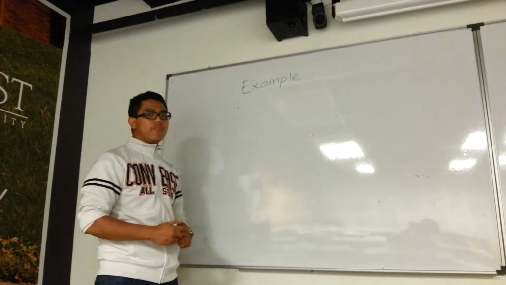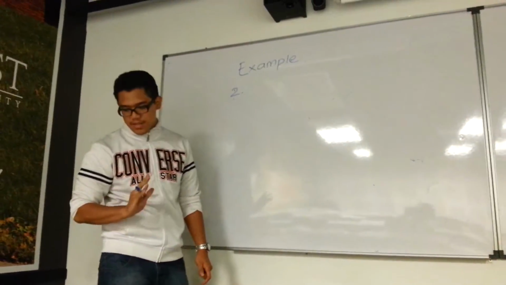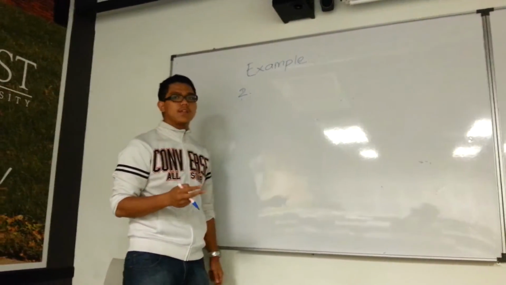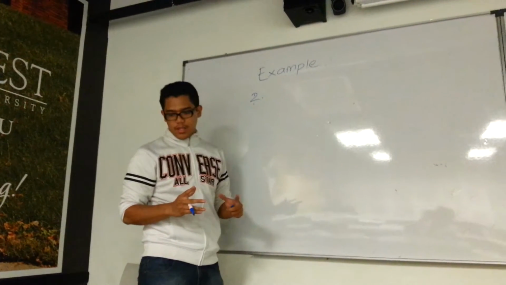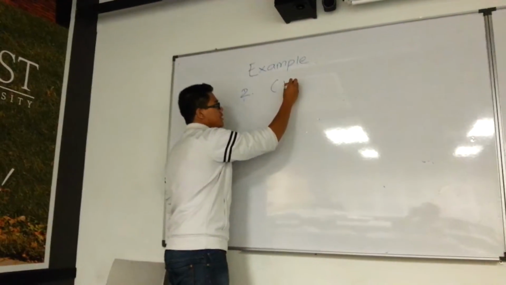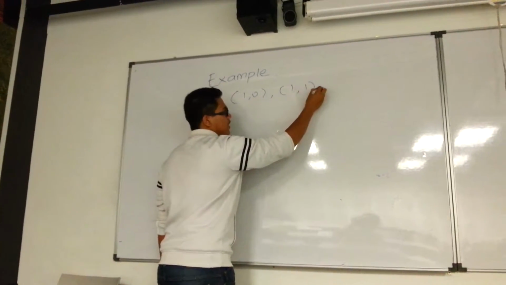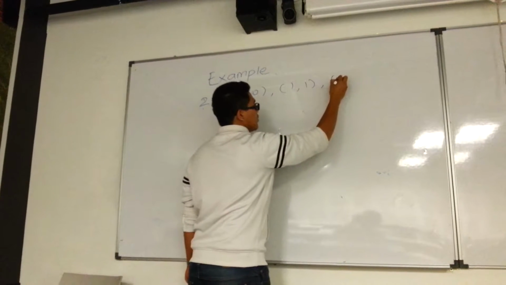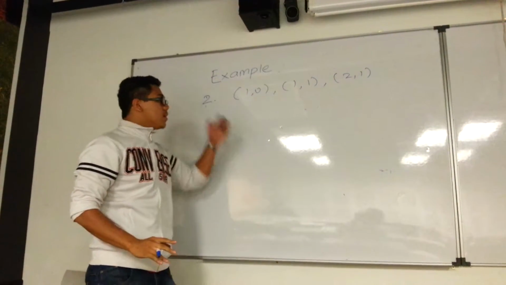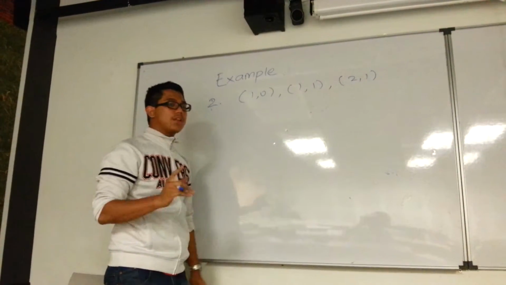Okay, now for example number 2. The question might be different. Just now they only gave us 2 functions, but now they gave us 3 coordinates. First is 1, 0. Second is 1, 1. And the third coordinate is 2, 1. Don't panic guys. If we get the coordinates, just put them inside the graph and try to draw it first.